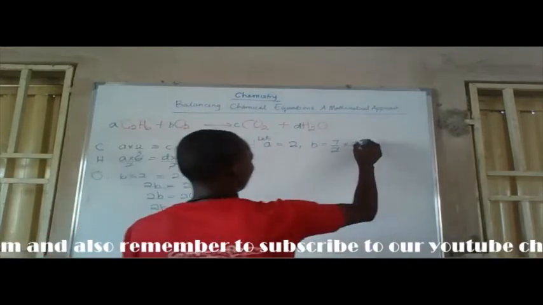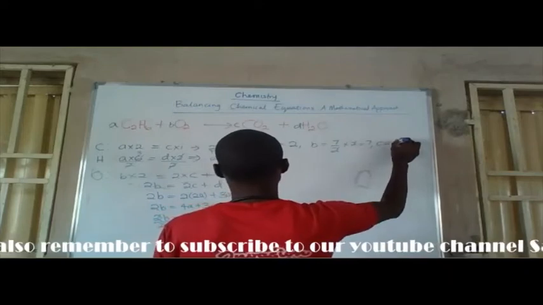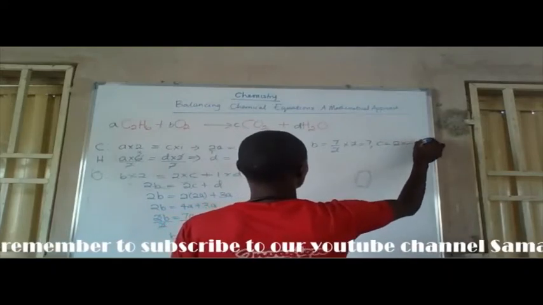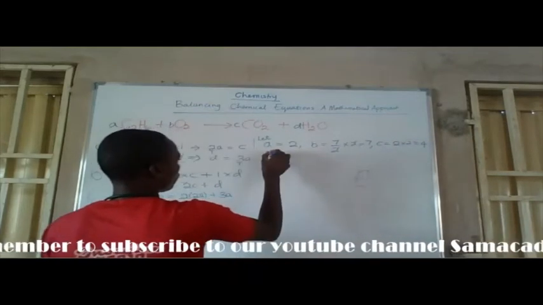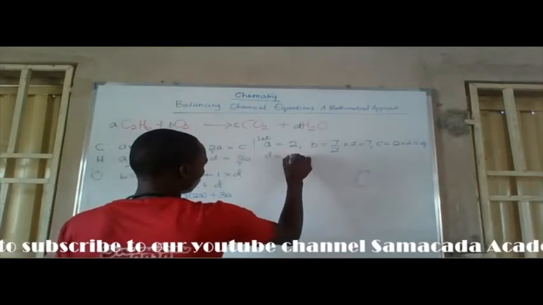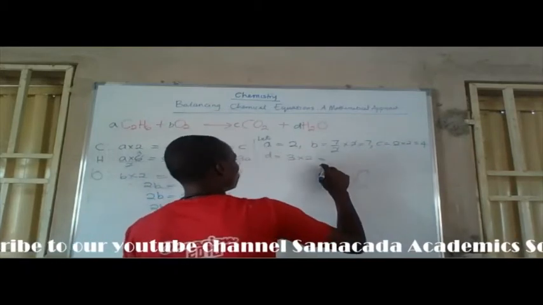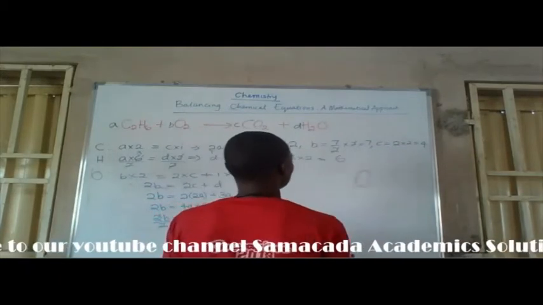It also further means that C will have to be 2 times 2. And so C will take on the value of 4. It also means that D will have to be what? 3 times 2. And that essentially will give us 6.